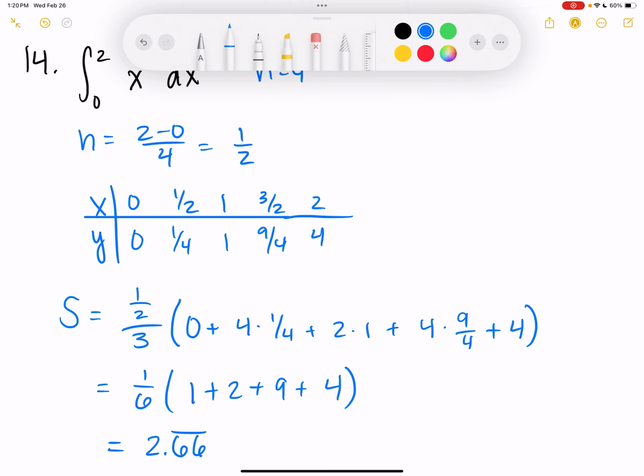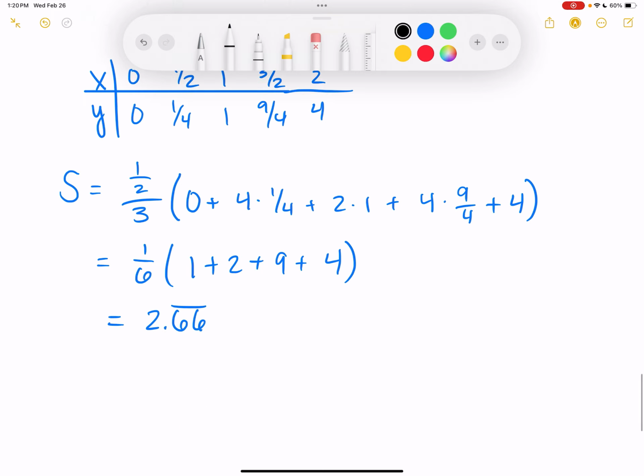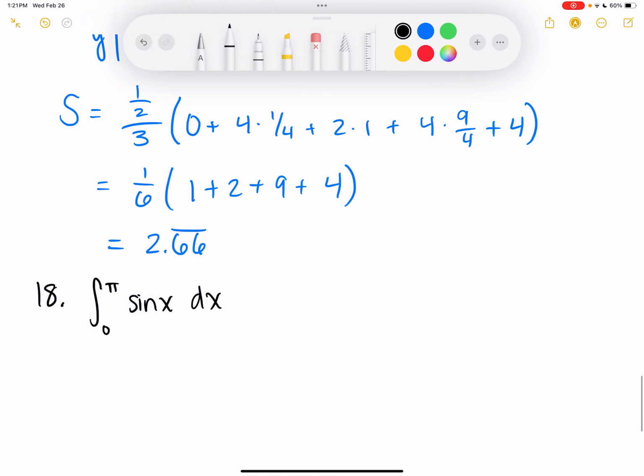All right, another Simpson's rule, and then I may go back. This is also number 6 as far as trapezoidal, but we didn't do that one yet. But 18, the integral from 0 to pi of the sine of x dx. So n equals 4, and I'm going from 0 to pi. So that means that h is equal to pi minus 0 over 4, or just pi over 4.